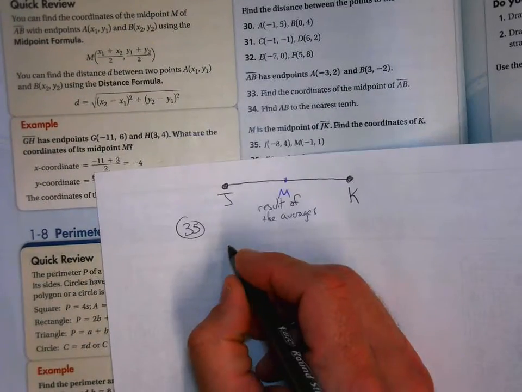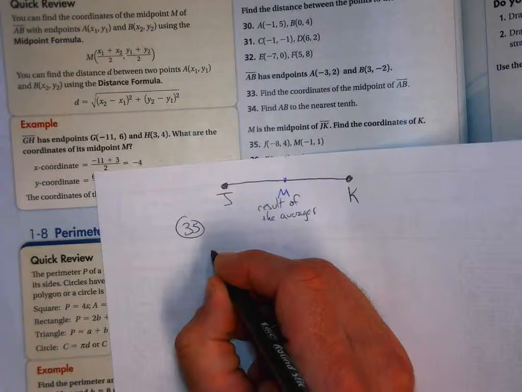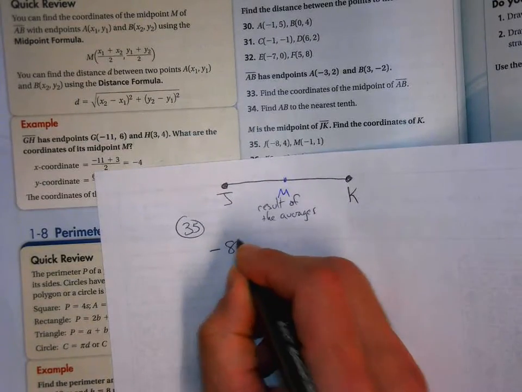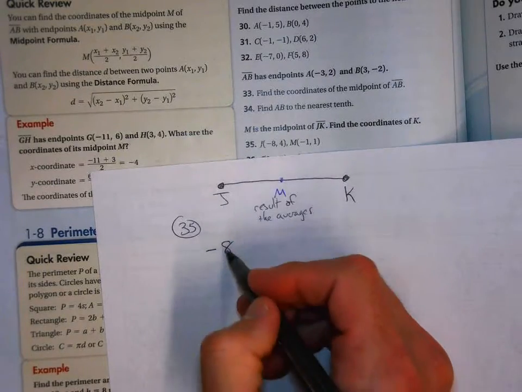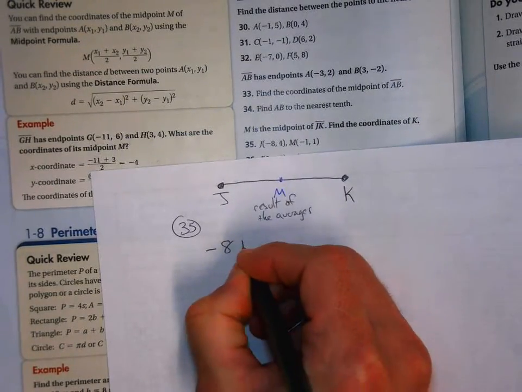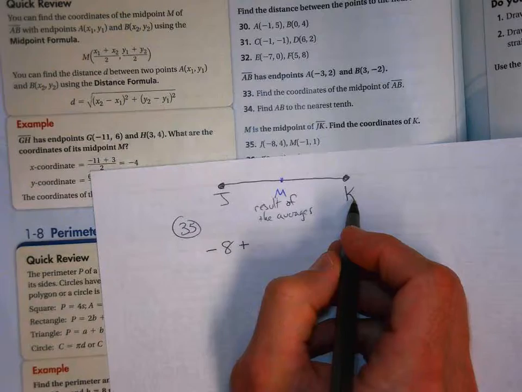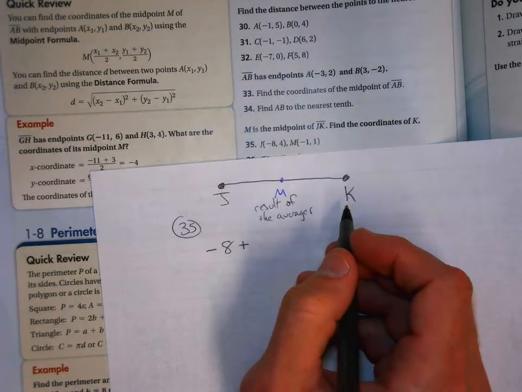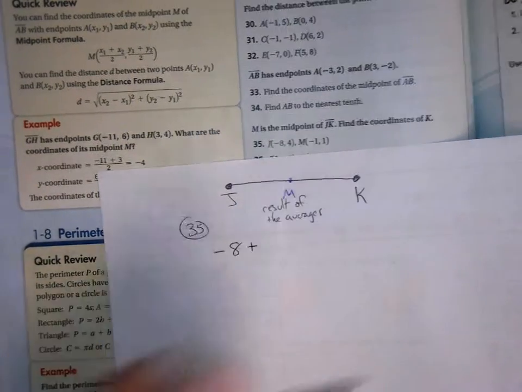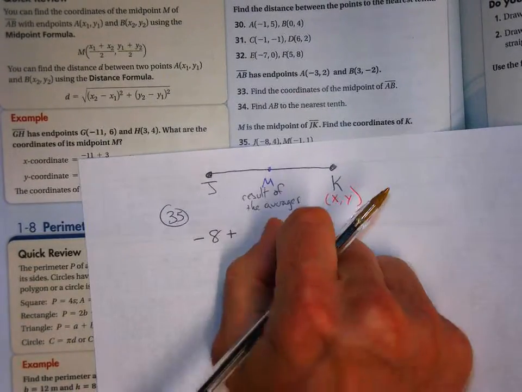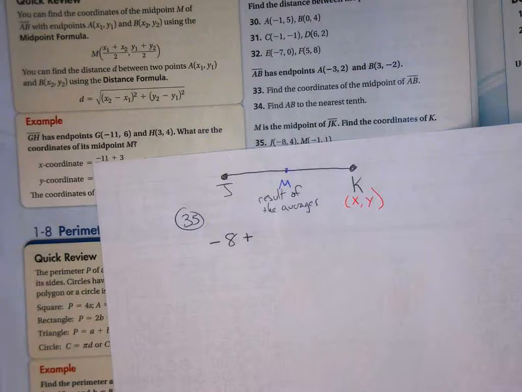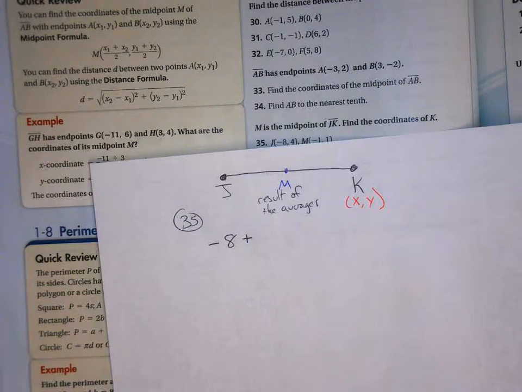mathematically, what we're saying is that when we add the x-coordinate of J, negative 8, right, to the x-coordinate of K, which we don't know. We don't know the x-coordinate of K. Say, what? K happens to have an x-coordinate and a y-coordinate. We don't know what that is. That's what the question is asking.